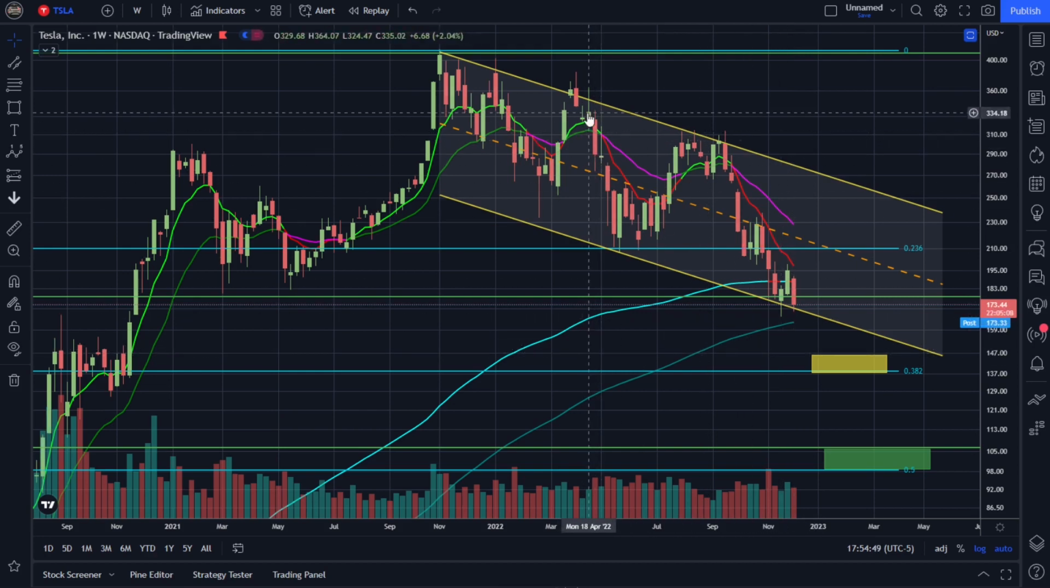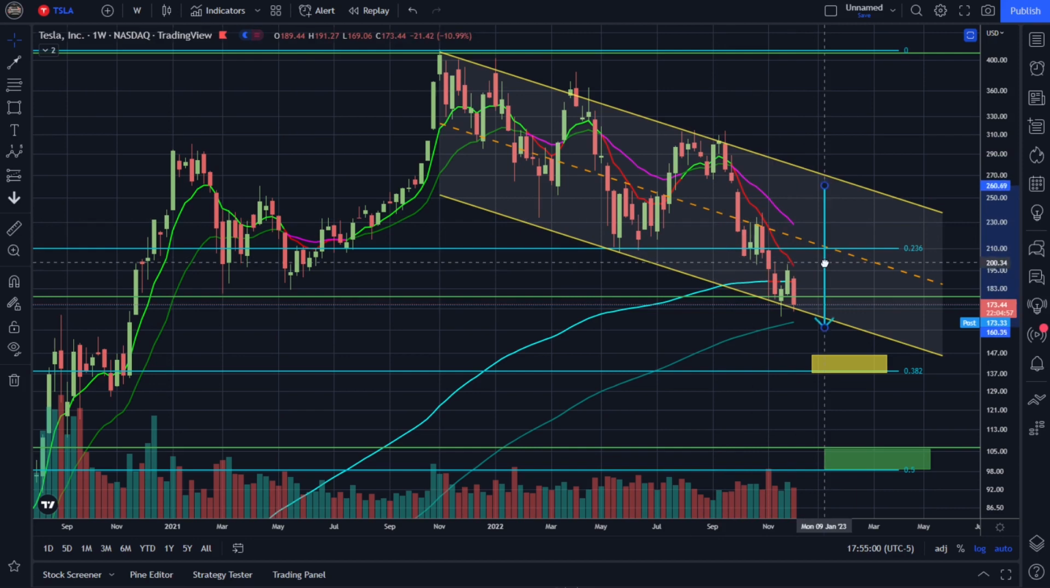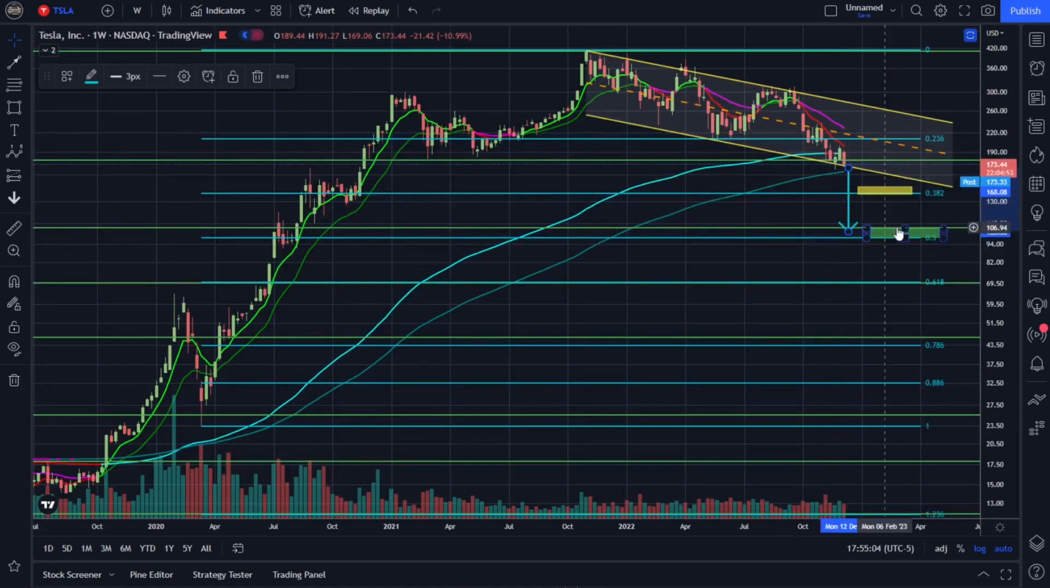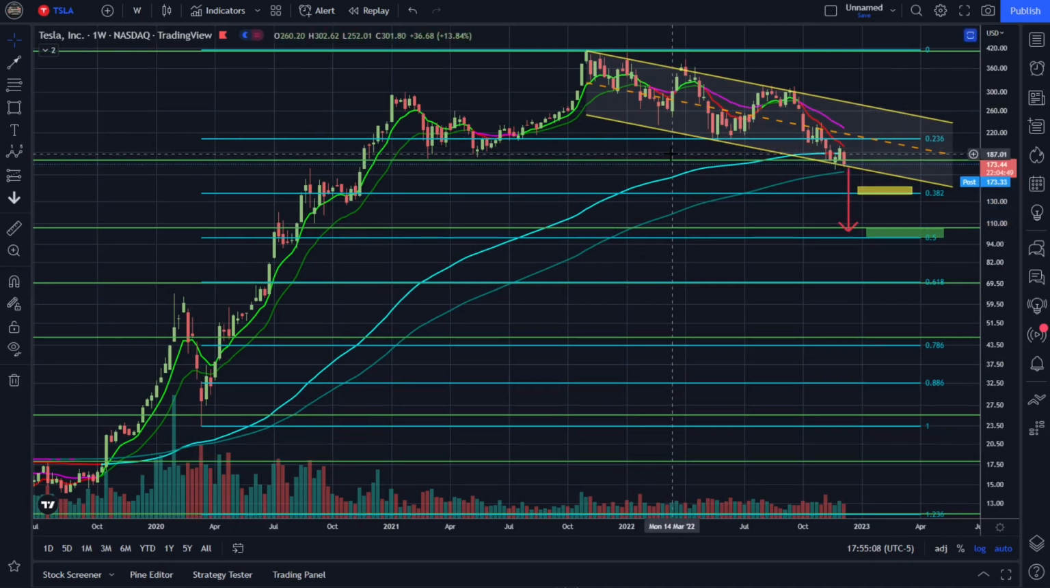Now, if the situation should arise that we do break down from this channel and see a convincing break, a retest and then continuation, we could take the measure move of the breakdown and say, where would that take us to? Roughly around the target area that we're looking at. So again, this is trading very, very technically, and we're seeing a lot of things line up. So either situation could take place right now.